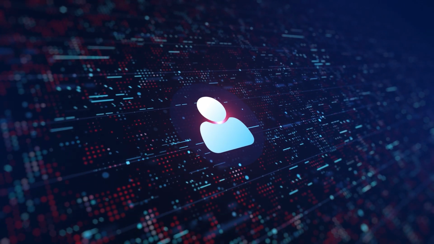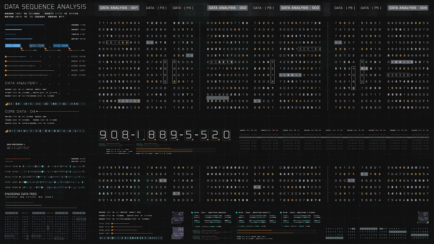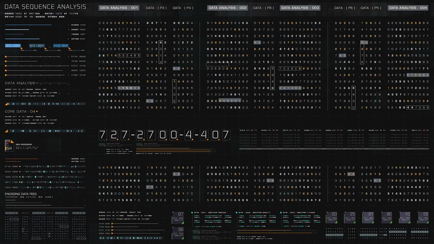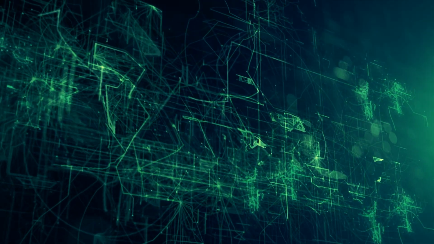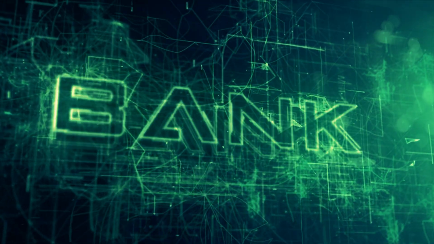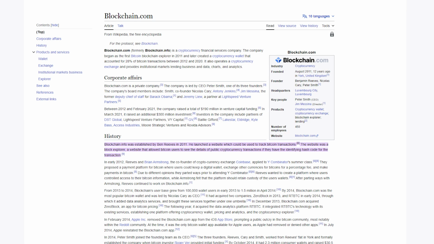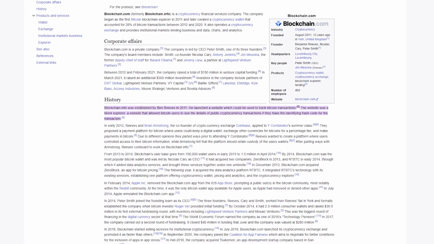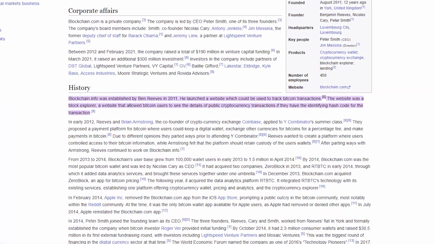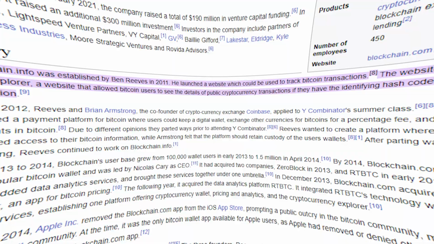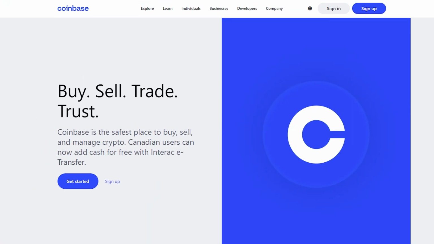Reeves believed the platform should allow users to maintain control over their Bitcoin information, while Armstrong felt the better solution was for the platform to hold custody over users' coins, much like a traditional bank. Reeves decided to continue focusing on his creation at blockchain.info, while Armstrong went on to create one of the biggest companies in cryptocurrency history in Coinbase.